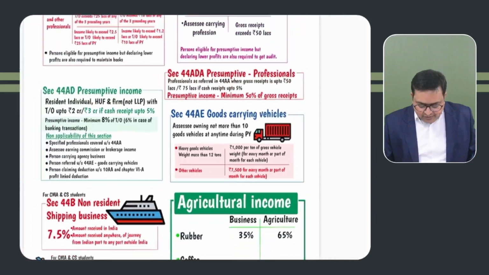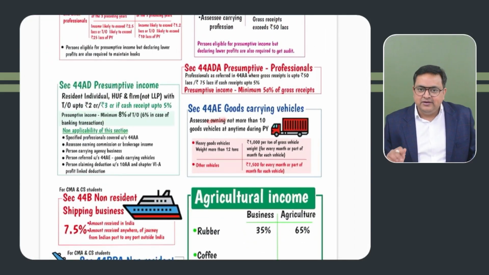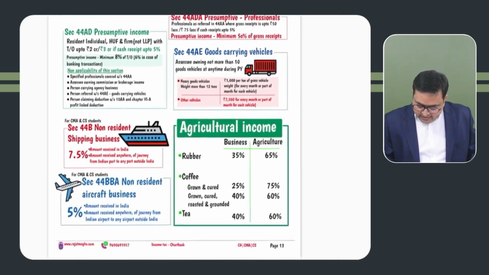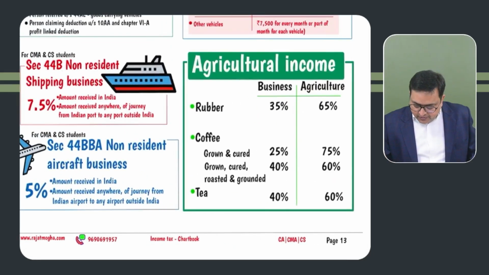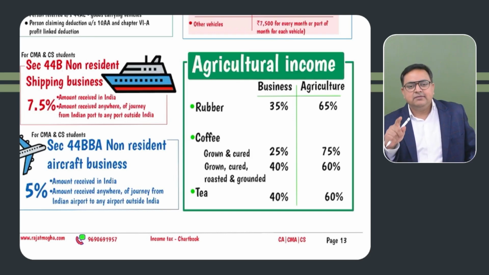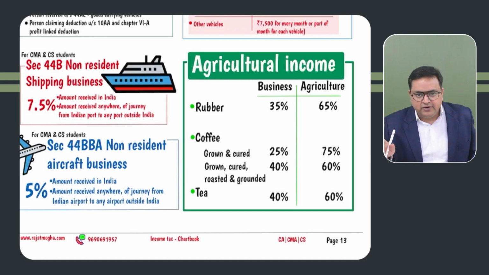44AD, 44ADA, and 44AE. You should know what is the percentage of presumptive income, right? 44BBA is not in the CA Intermediate course. Okay. One of the important things is about agriculture income. About agriculture income, this is an important concept: if the person is carrying on a composite business, then how much would be the agriculture income and how much would be the non-agriculture income.